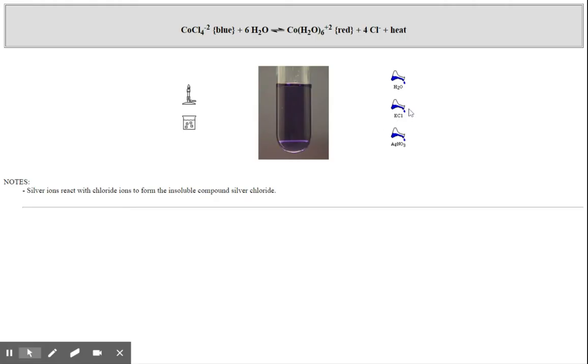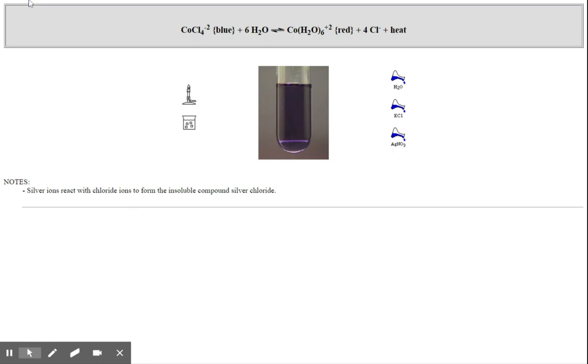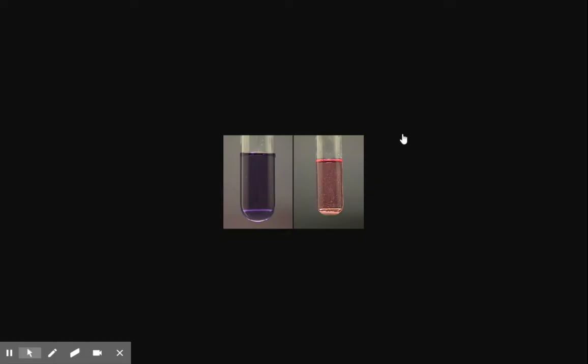I'm going to add potassium chloride, which means I'm adding chloride ions. It looks more blue. Now I'm adding silver nitrate. If you look at the chemical reaction, you might say nothing's going to happen because I don't have silver and I don't have nitrate. But if we do that, you can see it gets red and there's a white precipitate, a white solid has formed.